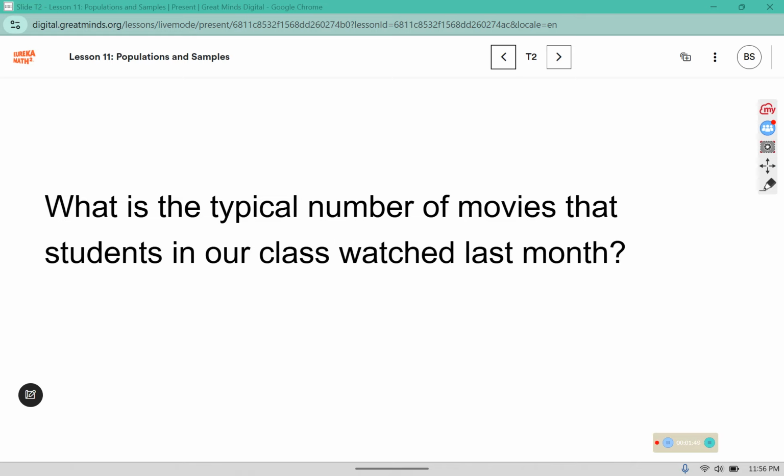The way that we collect data is based on the people or the population in our question. So here it's just students in our class. But if we change that to be students in our state, we would need to look at a different data set or a different collection of people to survey when we're collecting data.